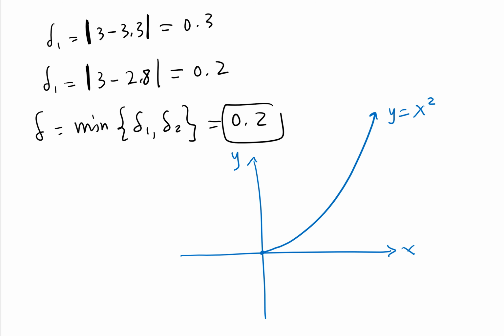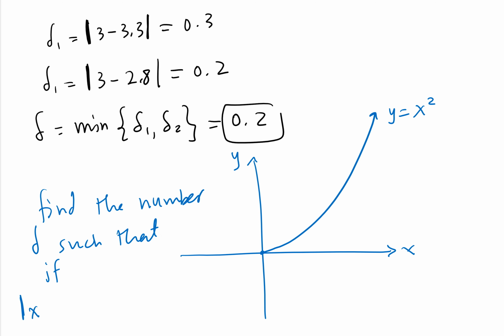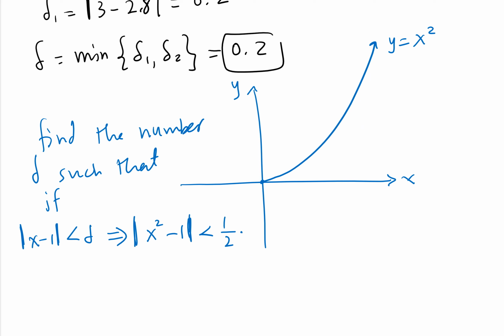This is y equals x squared. Find the number delta such that if the absolute value of x minus 1 less than delta implies absolute value of x squared minus 1 less than 1/2. To start with something like this, A is 1. This is L, this is epsilon. So epsilon is 1/2, 0.5. So if you project it up, the y value is 1 because the function is x squared.